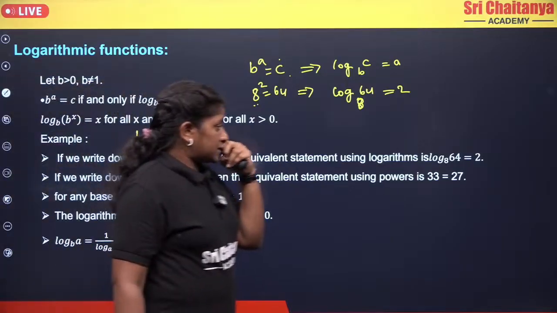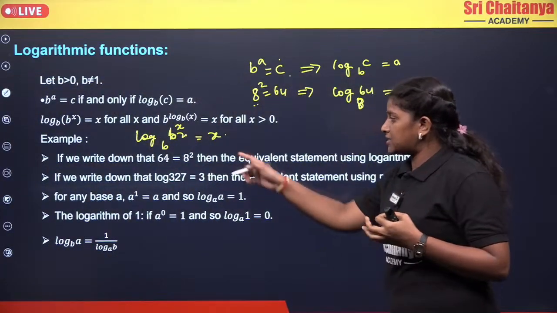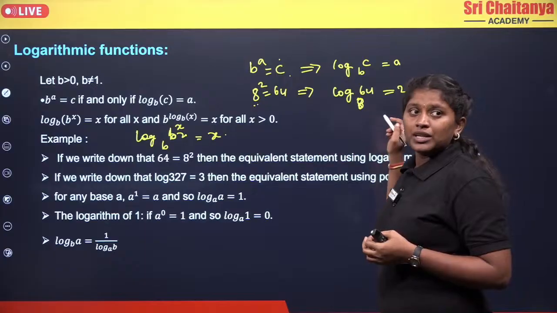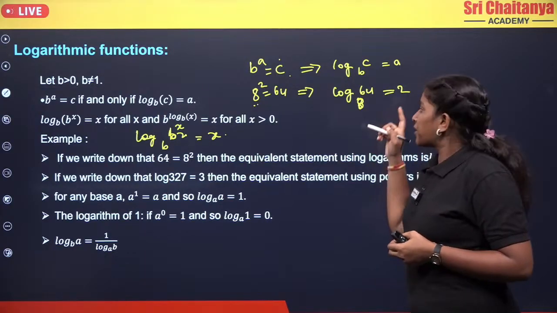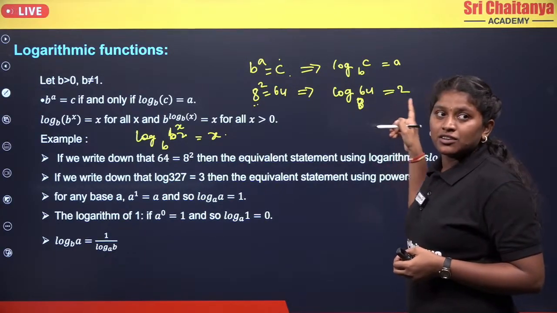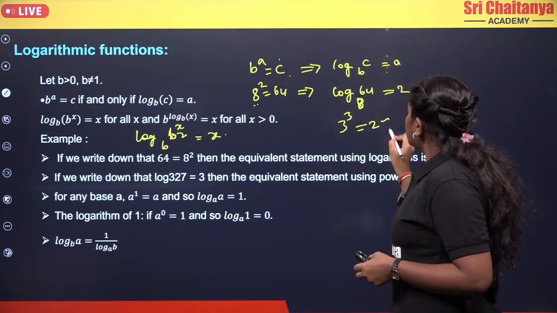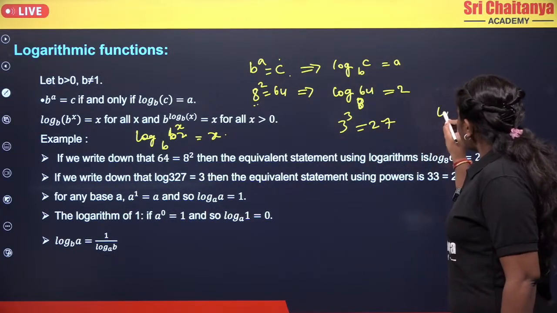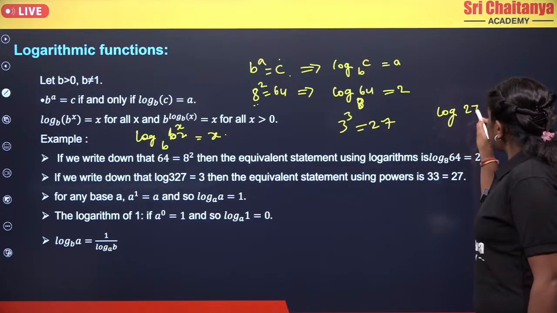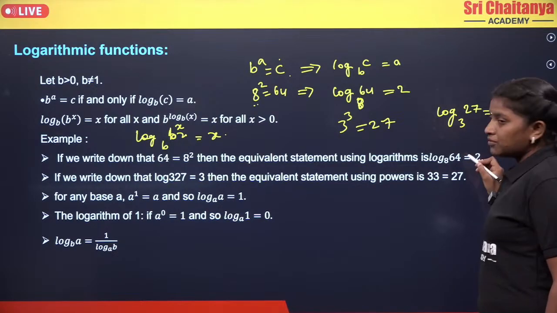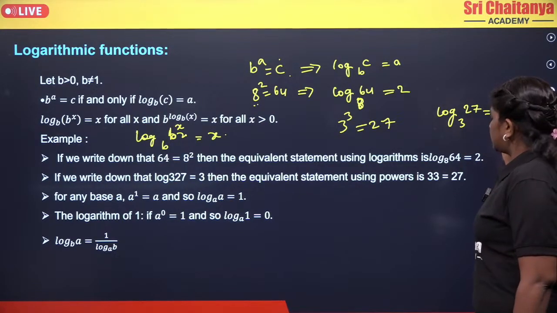Now suppose we take the example of 8 square, which is 64. With the help of logarithm we can write that log 64 to the base 8 is equal to 2. Now what about 3 cube? 3 cube equals 27. Now if I write log 27 to the base 3, then what will the value become? It will become 3.